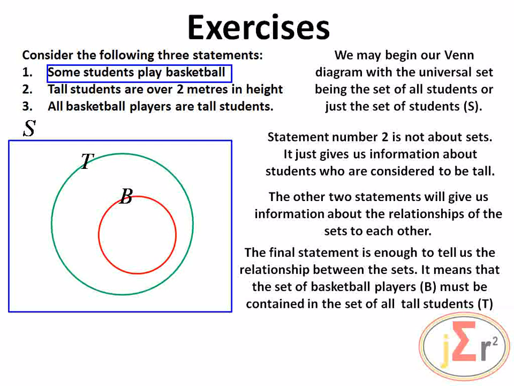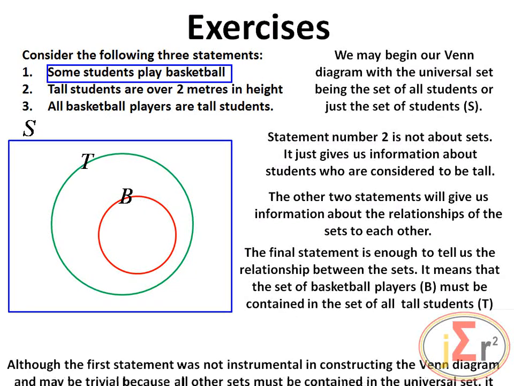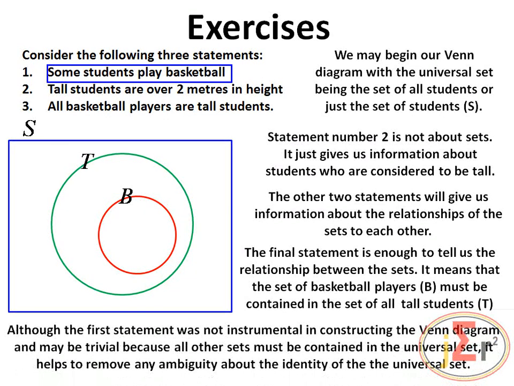Some students play basketball. Although the first statement was not essential in constructing the Venn diagram and may be trivial because all other sets must be contained in the universal set, it helps to remove any ambiguity about the identity of the universal set.